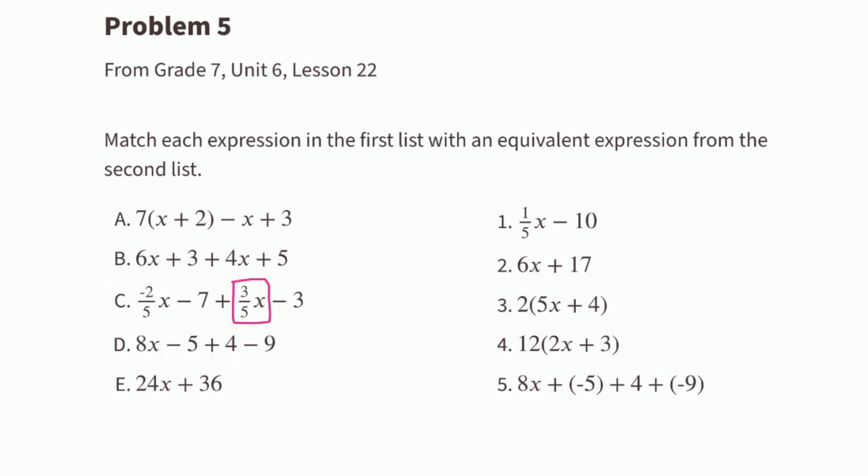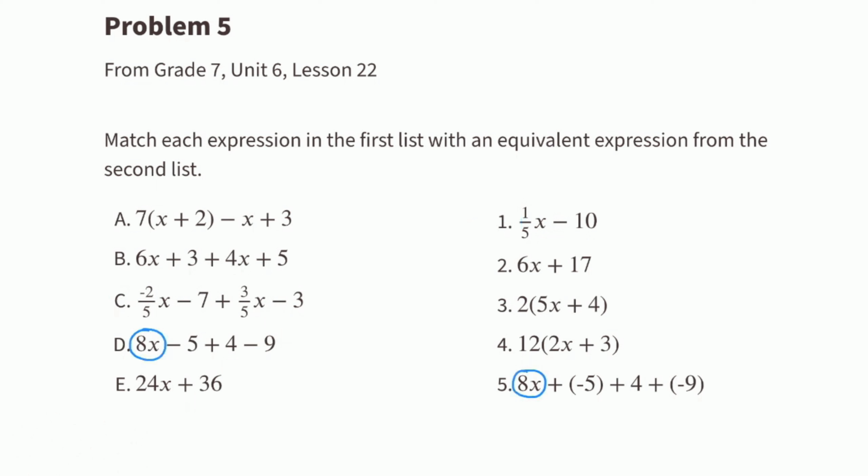Take a look at expression C. It has 3/5 x and a negative 2/5 x. That's like 3/5 x minus 2/5 x, which equals 1/5 x, which matches the 1/5 x in the expression for number 1. Expression C also has minus 7 and minus 3, which is minus 10, which matches the negative 10 or minus 10 in expression 1. So expressions C and 1 are a match.